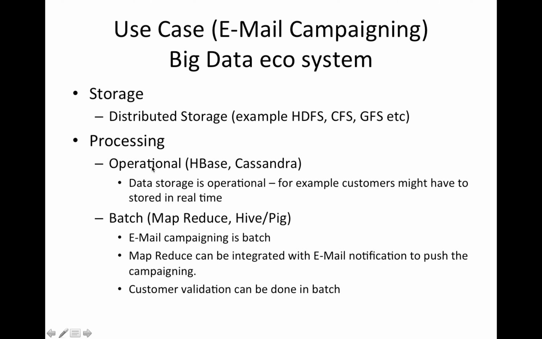For processing, if you have to do something operational like registration of customers or storing the email recipients in the database, which is operational in nature, for that you have to use HBase or Cassandra. One of these you can use. For batch, like pushing the emails or customer validation to avoid sending a coupon to the same customer using multiple emails, those kinds of validations can be done in batch, and to do that tools like MapReduce, Hive or Pig will come in handy.